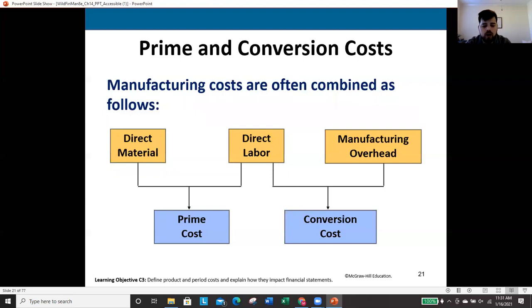Now, here are two very important formulas, certainly for this chapter, but even for future chapters. So you will certainly want to write this one down. The first of these is what is called prime cost. This is simply the sum of direct materials and direct labor. The next is what is called conversion cost, which is simply the sum of direct labor and manufacturing overhead.